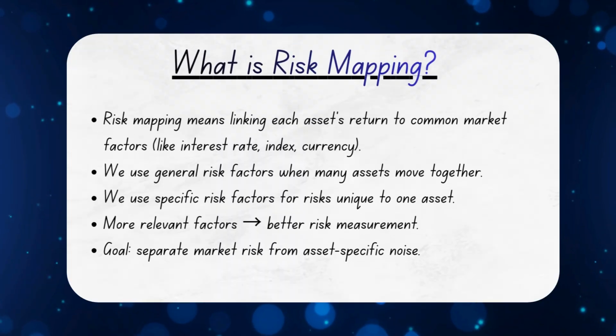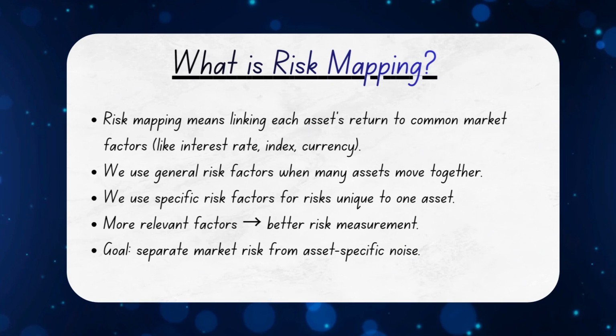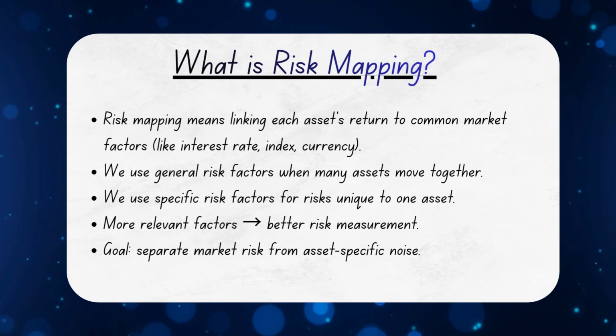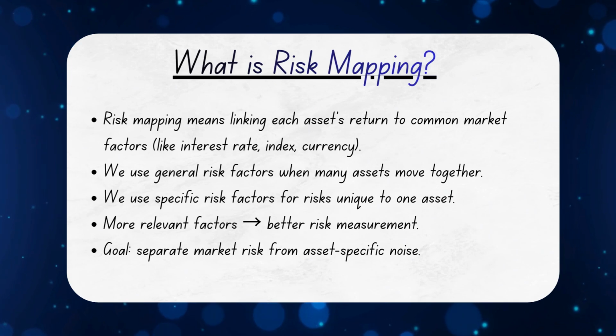When we talk about risk in a portfolio, we don't just look at returns going up and down randomly. Instead, we try to understand why they move. This is where risk mapping comes in. Risk mapping simply means linking each asset's return to common market factors like interest rates, stock indices, or currencies.